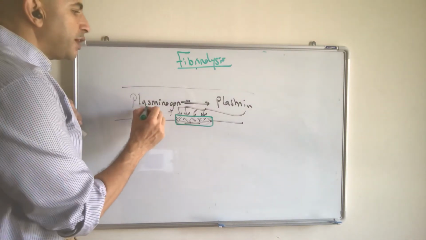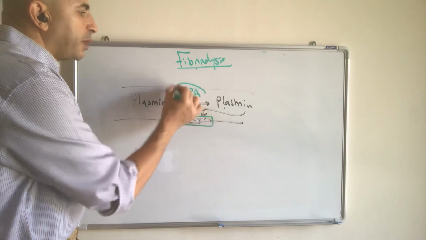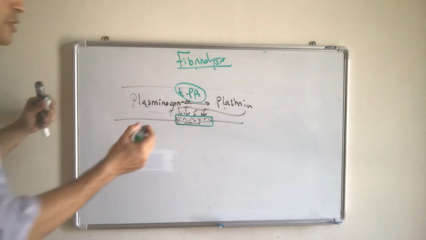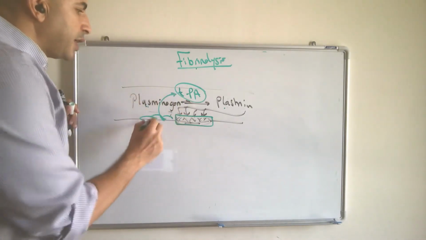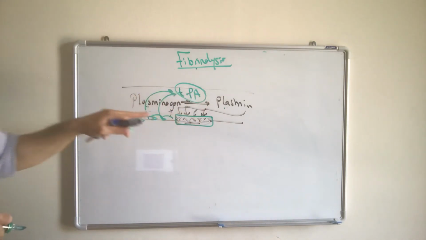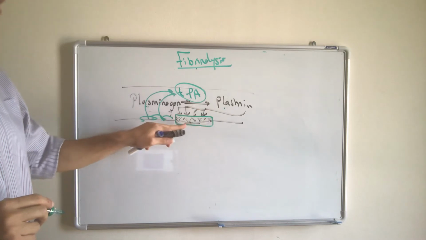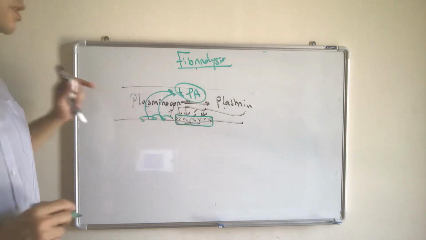But to convert plasminogen into plasmin, you need a factor called tissue plasminogen activator. This tissue plasminogen activator is released from the endothelium. It activates the conversion of plasminogen into plasmin, and the plasmin is going to produce lysis of the undesirable part of the clot.